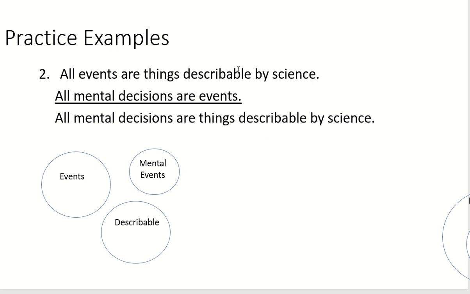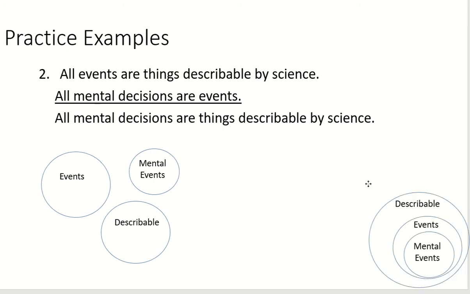All events are things describable by science. So what this tells us is that there's a circle for all events, and it's within the circle for science. All mental decisions are events. So this tells us there's a circle for mental decisions that is within the circle of events. And again, remember the circle of events is inside the circle of science. Therefore, all mental decisions are things describable by science.